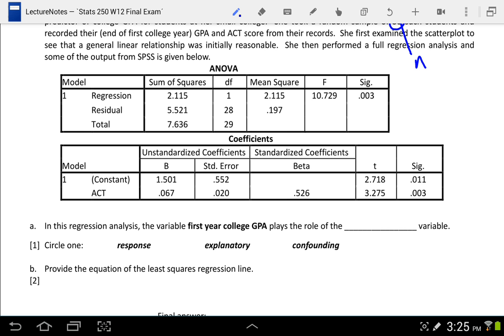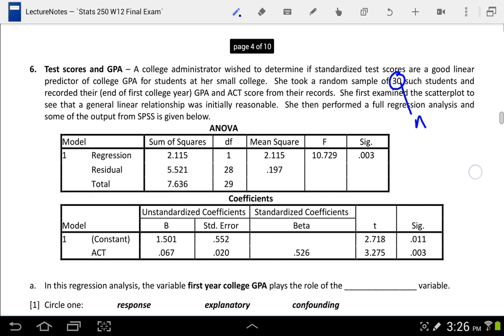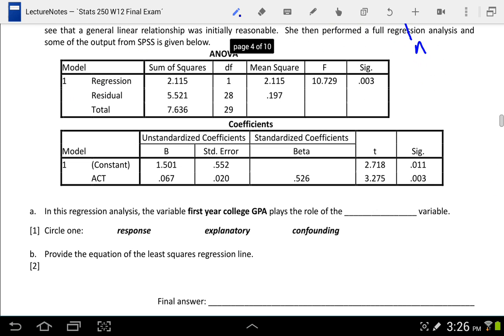Letter A says, in this regression analysis, the variable first year college GPA plays the role of what? Well, the researcher wants to determine if standardized test scores are a good predictor for college GPA. In other words, if college GPA responds to those tests, so it's going to be a response variable.